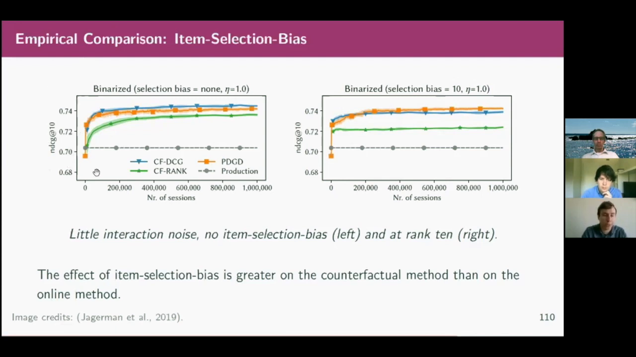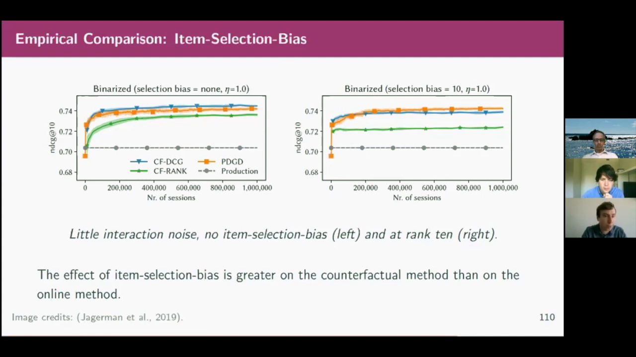So what we're observing here is several different lines. The gray line is the production deployment ranker, the thing that was collecting the data, collecting the clicks. Then we have these blue and green lines. Those are the counterfactual methods, two different variants. And this orange line is the online learning to rank method, the pairwise differentiable gradient descent. In these two plots, what we are comparing is the effect of item selection bias. So what happens when people stop browsing the ranked list after rank 10, essentially. And just to remind you, this is a user simulation, so we can exactly control for this.